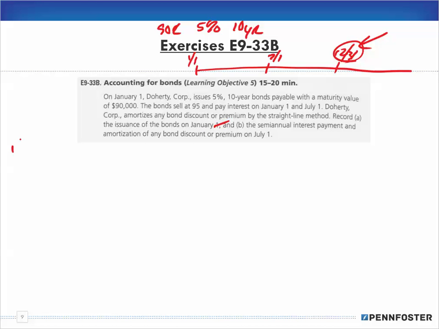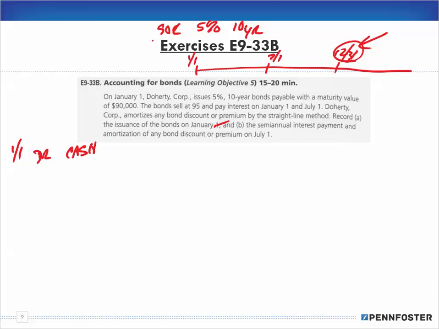All right, so January 1st, when we issue the bond, what are we getting back? We're getting cash. So we're going to debit our cash because we're selling the bonds. But the question is how much are we getting?